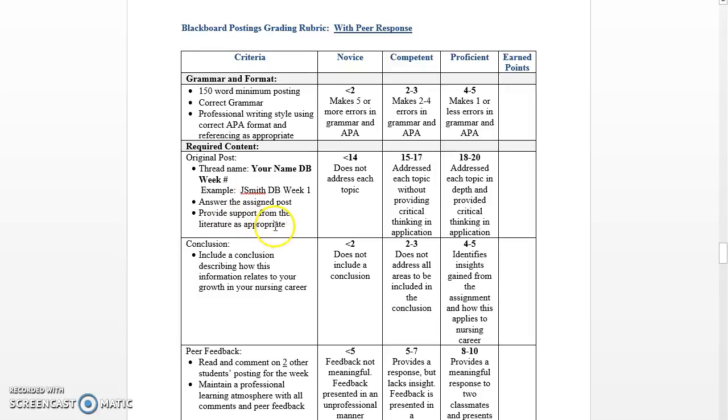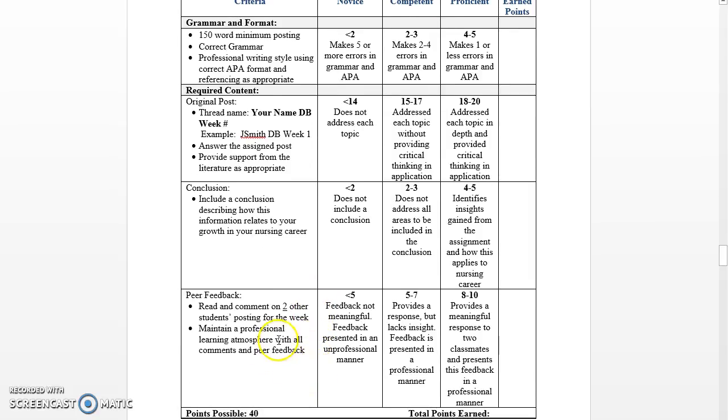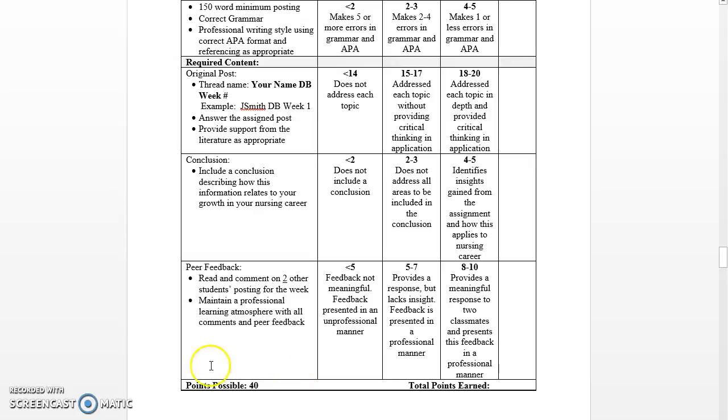Make sure you provide support from the literature as appropriate. So if I say that you need to provide an evidence-based research article, make sure that's included in your post. Make sure you have a conclusion on your discussion boards. And then you're going to comment on 2 other students' postings for the week. And again, your discussion boards are all worth 40 points.